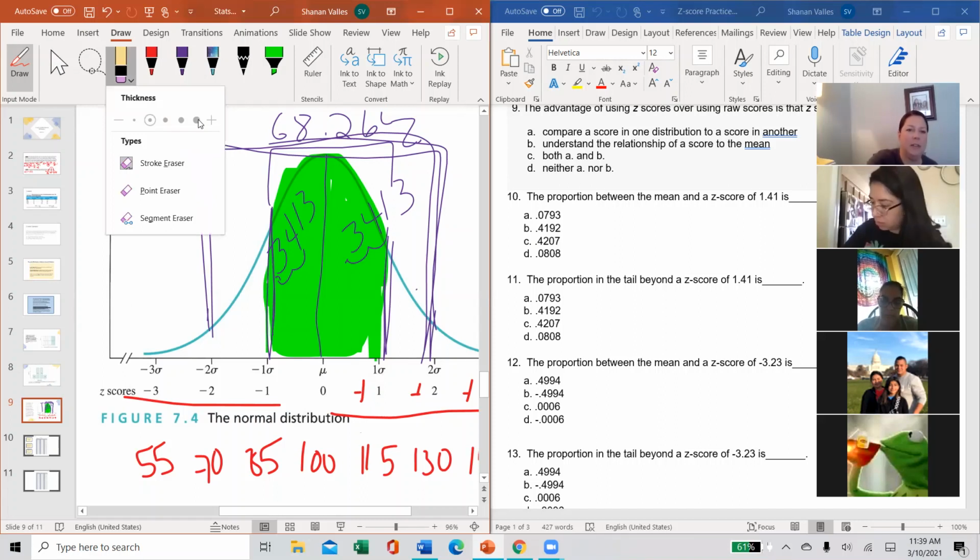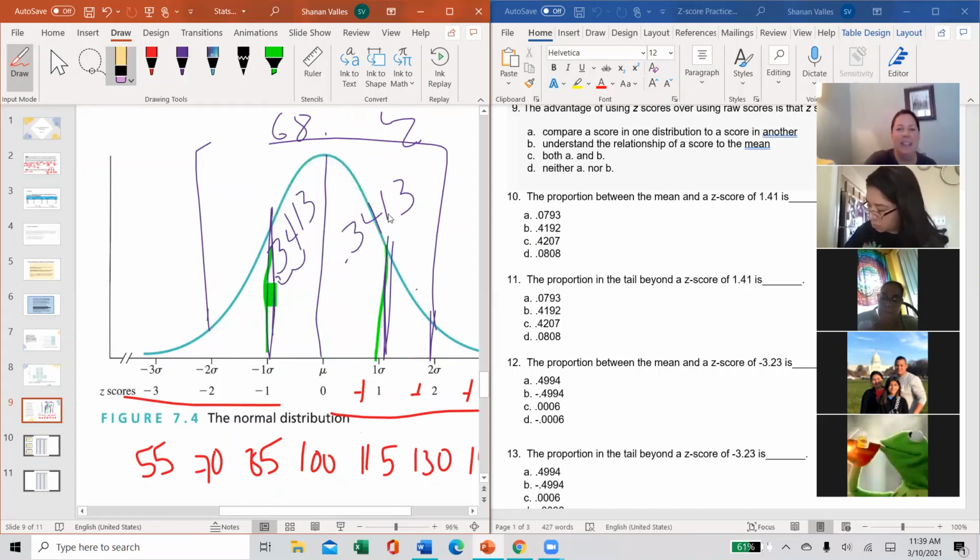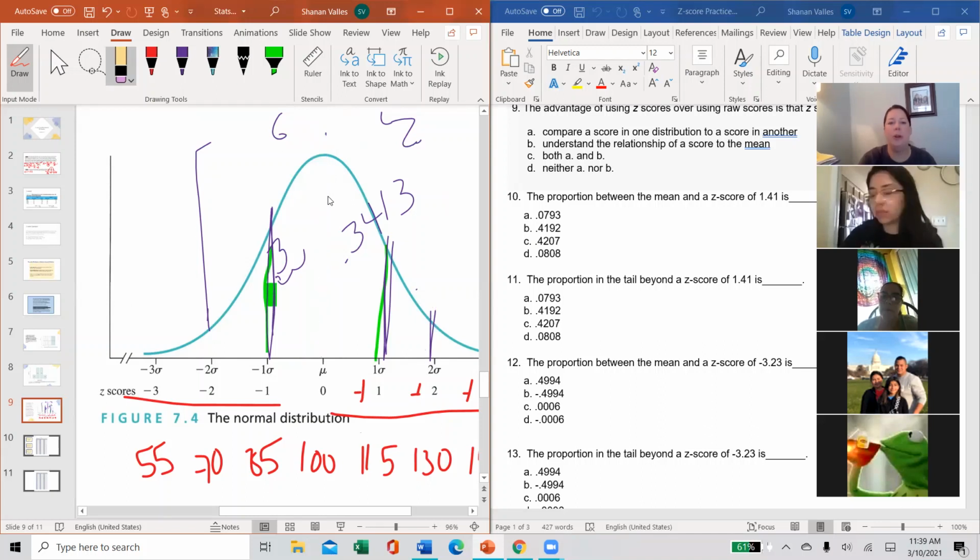Between the mean and a z-score of whatever it is, we're going to take it from the table? Yes. The number direct from the table? That's exactly right. And it's going to be only one number, or we have to add both numbers like you did? Oh, no, it'll just be one number. Good question. Yeah, it'll just be one number.